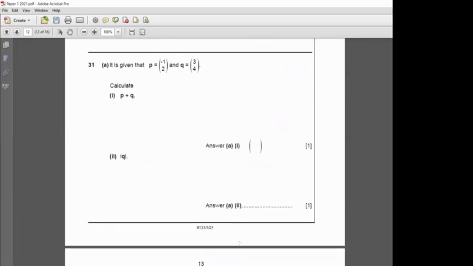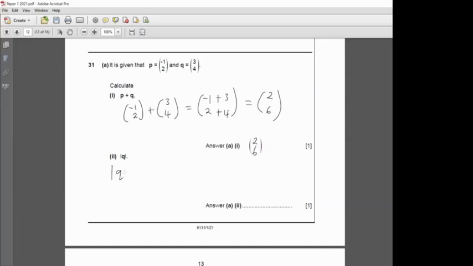Okay, 31, it is given that P is equal to this vector here, -1, 2, and Q is this vector here, 3, 4. So we have to calculate P plus Q. With column vectors, you just add the corresponding components. So this is -1 plus 3, and then 2 plus 4. So you add the corresponding components. This is 2, 6. So the answer is 2, 6.